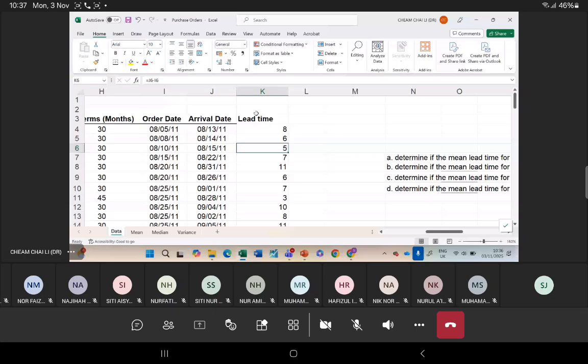So the tutorial question, I want you to open this purchase order. For our hands-on, I think we need to have the consumer, right? Yeah, consumer transportation survey.